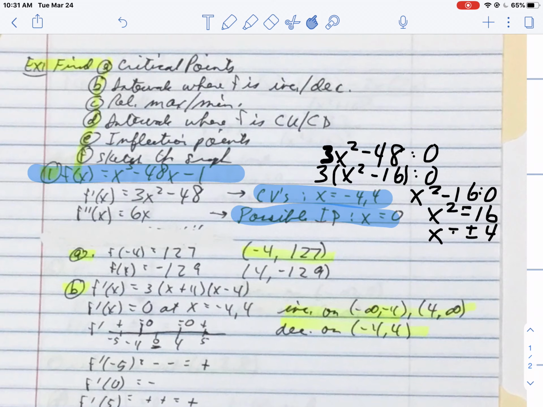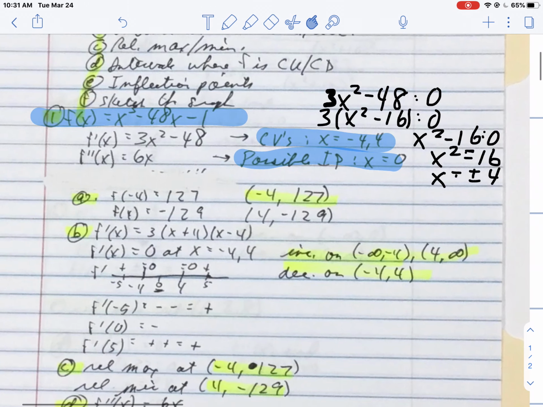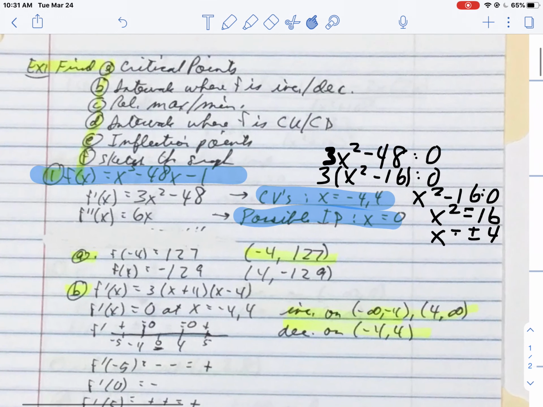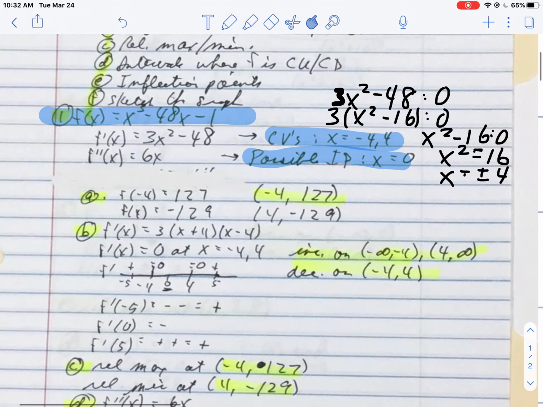So I went ahead and plugged 4 and negative 4 into our function. Again, we're working with a bunch of different functions here: the original function, the first and second derivative. So be careful as far as which function you actually plug those values into. If I want a point on the graph of my function, plug it into the original function. So f of negative 4, I get 127. f of 4, I get negative 129. So those would be critical points on the graph of our function.